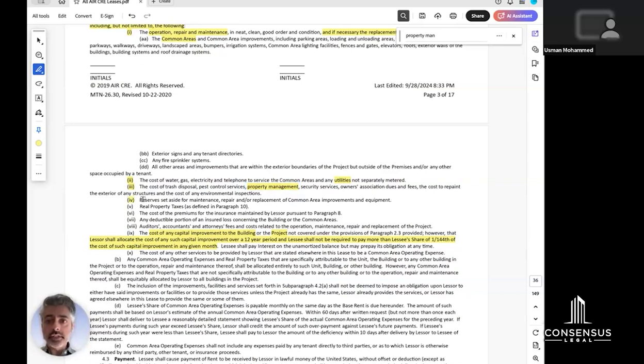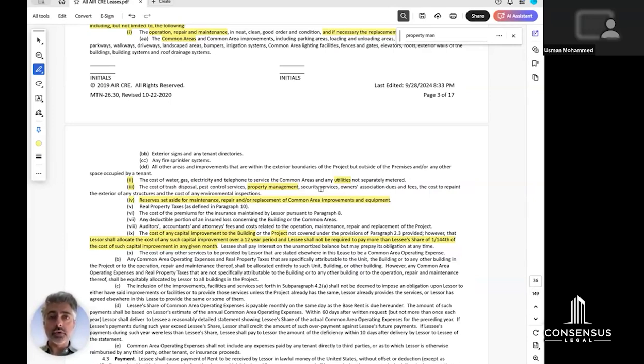Item 4, this is a key one. Very few lessors, in my experience, use it, but this is a very important one. Reserves set aside for maintenance, repair, and or replacement of common area improvements and equipment. So that example I talked about at the beginning of a roof replacement, lessor does not have to wait until it actually replaces the roof to begin passing through the cost of a roof replacement to lessees. It can build up reserves.